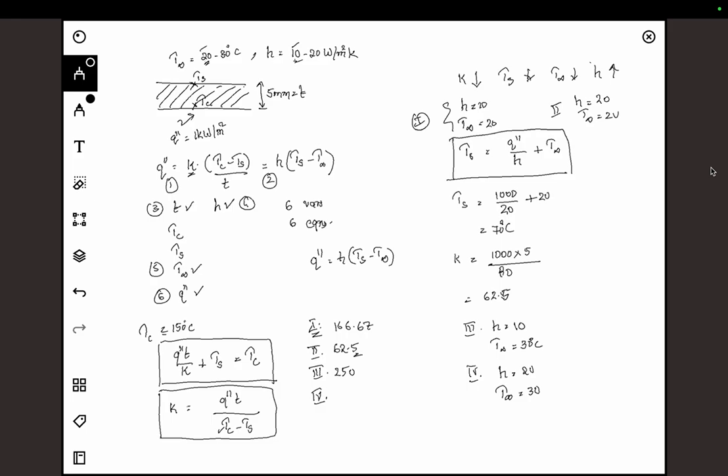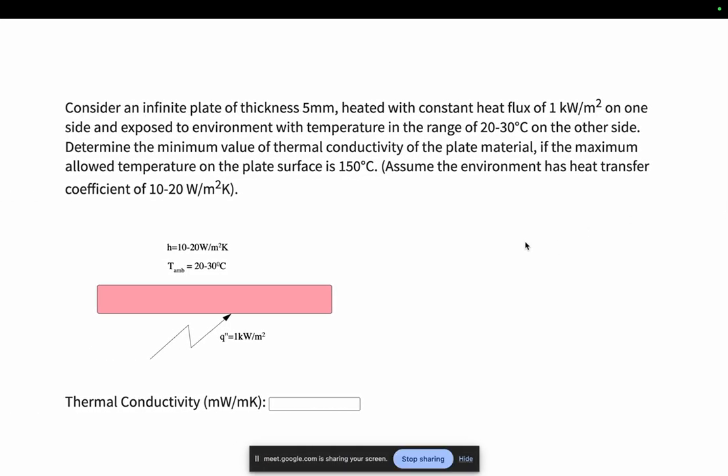Yeah, so I think this is the value you're getting. You can try other combinations as well, but the logic goes in the same way. If you want to find the minimum thermal conductivity, you have to minimize this particular Ts. When you want to minimize this particular Ts, you have to use the value of T infinity that is minimum and the h that is maximum. So that's straightforward. Moving on to the next problem.